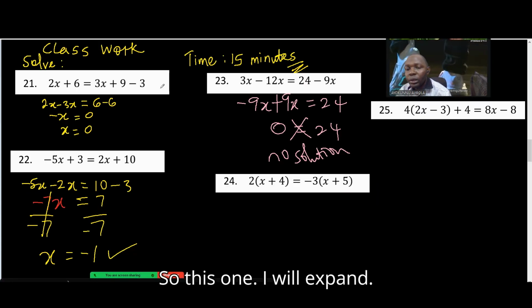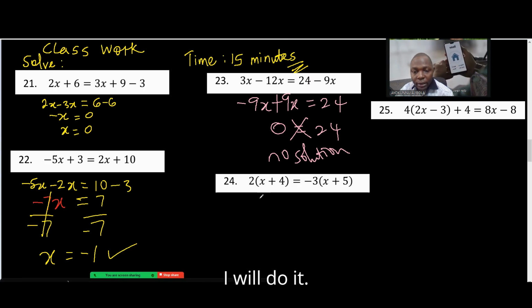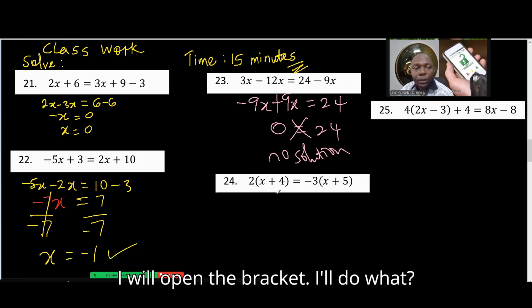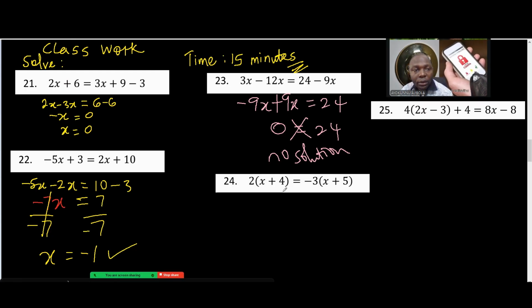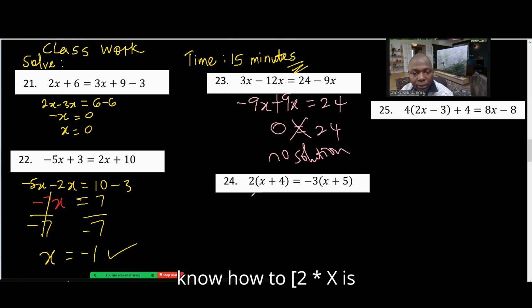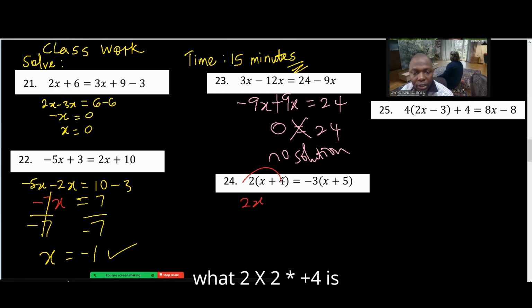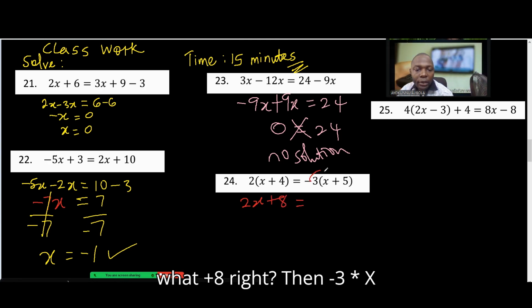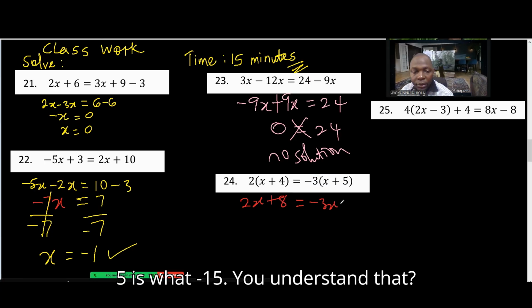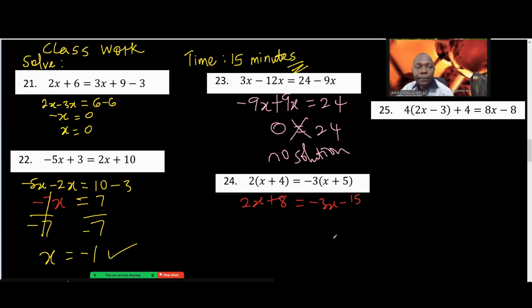So this one, I will expand. I will do what? I will open the bracket. So do you know how to open bracket? 2 times x is what? 2x. 2 times positive 4 is what? Positive 8. Right? Then negative 3 times x is what? Negative 3x. And negative 3 times 5 is what? Negative 15. Do you understand that?